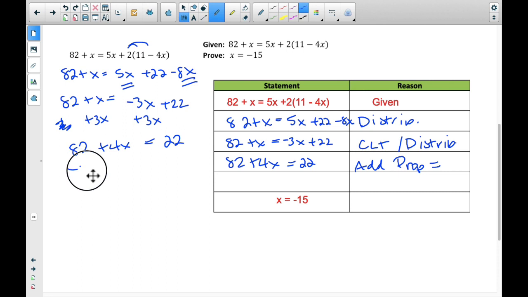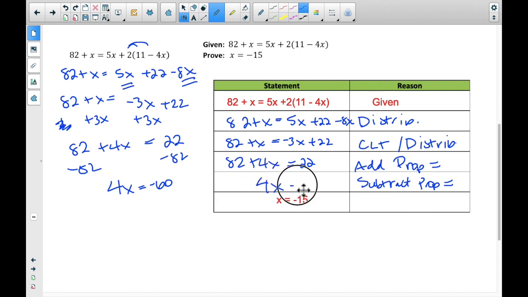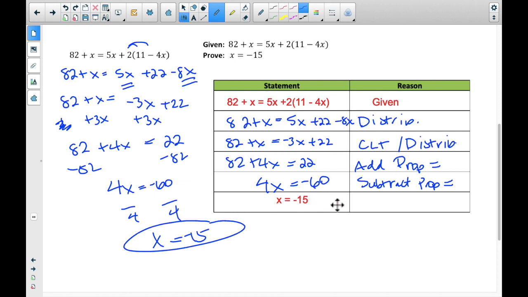Okay, I want to solve for x. I need to subtract my 82. So I subtract the 82. That's the subtraction property of equality. Not just sub, because sub could be substitution. So now I have 4x is equal to negative 60. Somehow I got down to x equals negative 15. How did I do that? Well, I divided. I don't put given here or prove or whatever. I put division because that was my last step that I did. My last step was a division property.